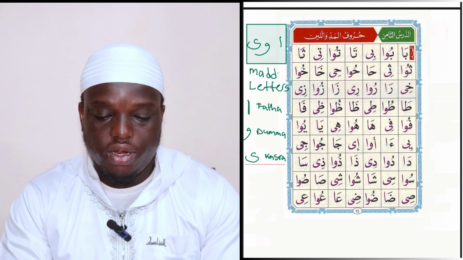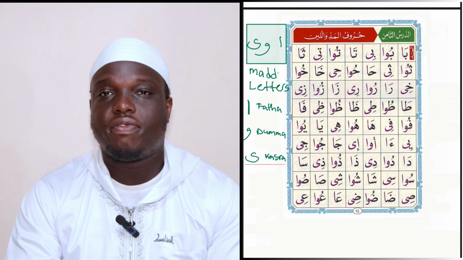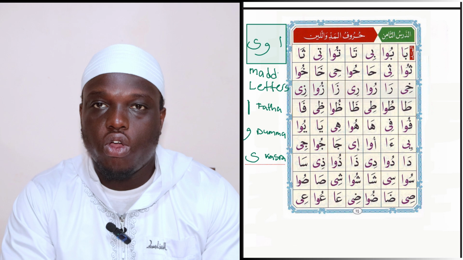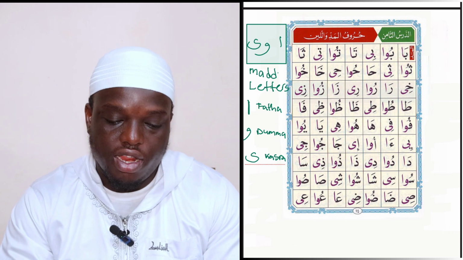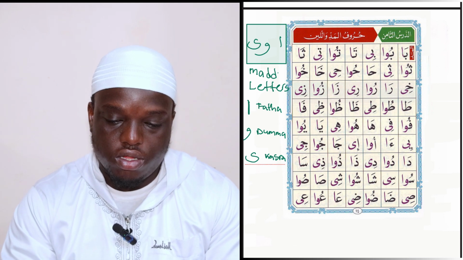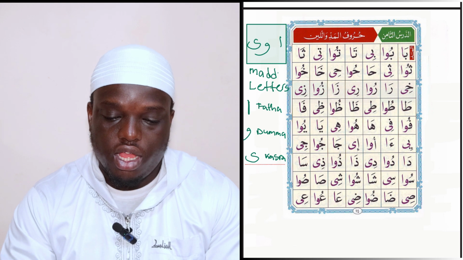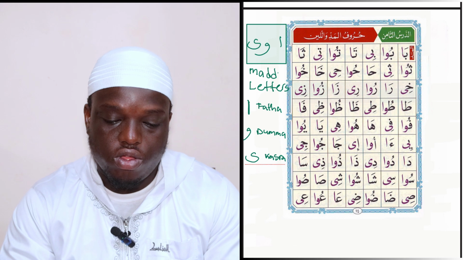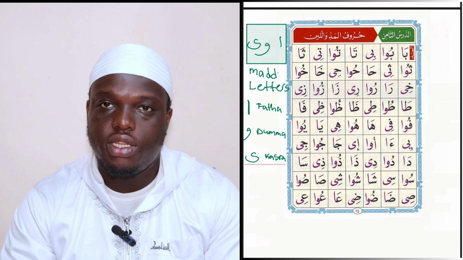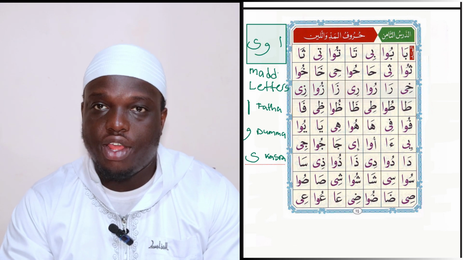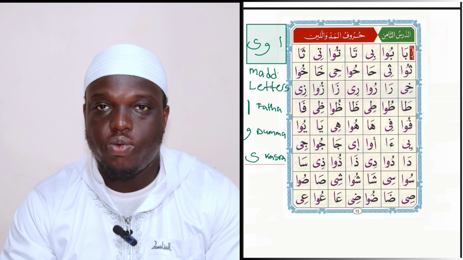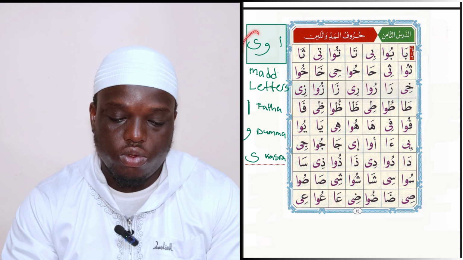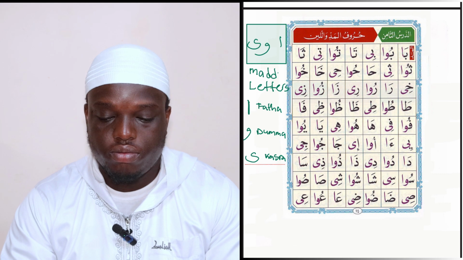Meaning, if you have a letter with a fatha on it and you want to make it long, you use the alif mud. If we have a letter with a dhamma on it and we want to make the sounding long, we use the waw mud letter. If we have a letter that's carrying a kasra and we want to make the sounding long, we use the ya mud.